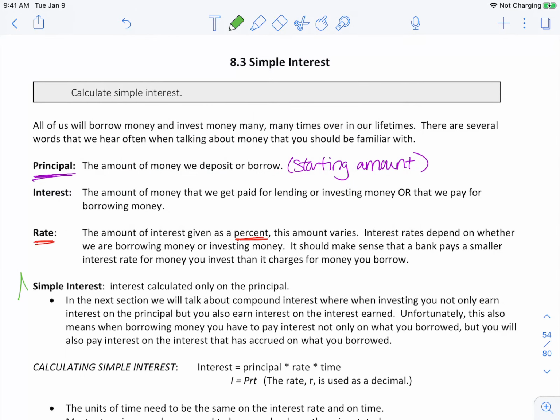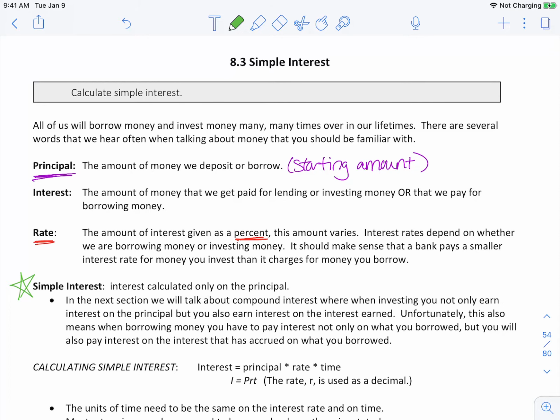Okay, simple interest. This is interest calculated only on the principal. So in the next section, we'll talk about compound interest, where when investing, you not only earn interest on the principal, but you also earn interest on the interest earned. Unfortunately, this also means when borrowing money, you have to pay interest not only on what you borrowed, but you will also pay interest on the interest that has accrued on what you borrowed.